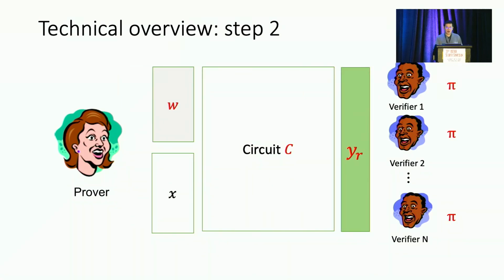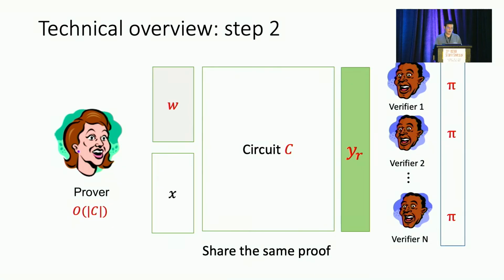In the next step, n verifiers will share the same claim about YR. And then the prover can run the GKR protocol, the ZKP protocol, to reduce the same claim about YR to the claim of the input. And all verifiers should share the same proof. So the prover only needs to run the circuit once. The cost of the prover is linear in the circuit size. And by combining these two steps, the final prover time is still linear in the circuit size.